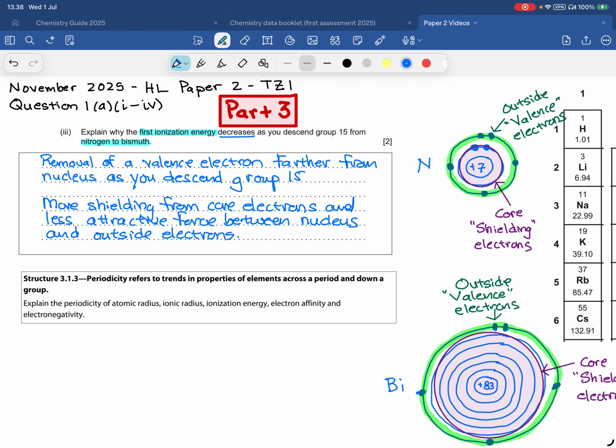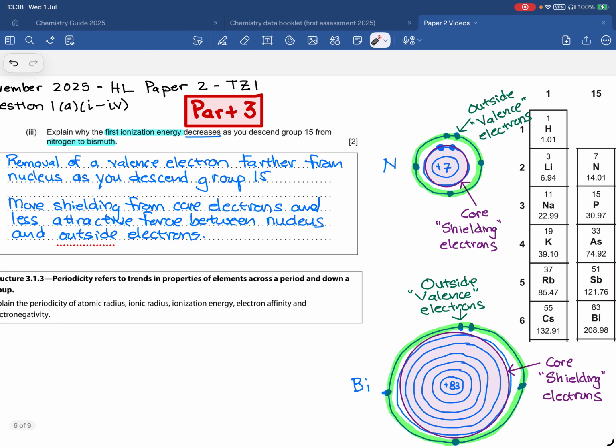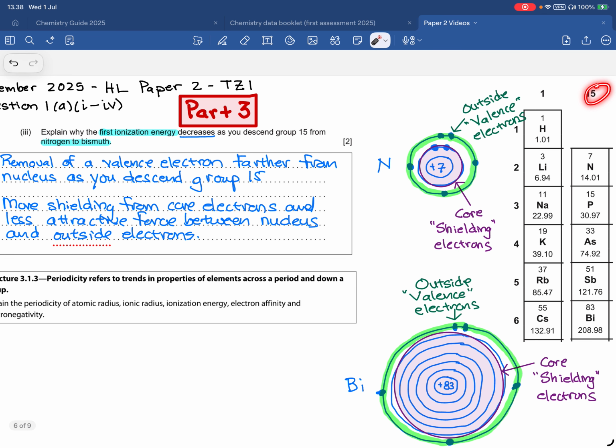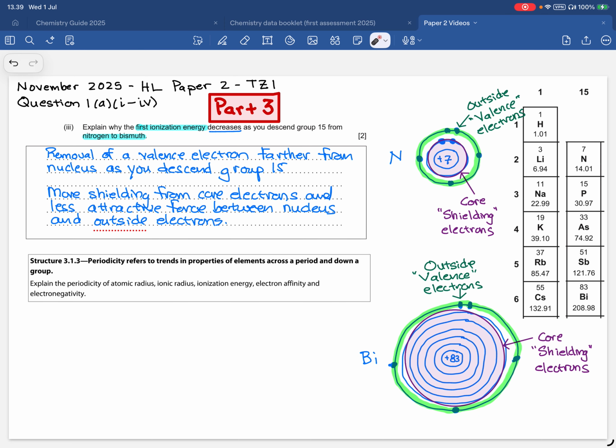Now, just as a reminder about that whole shielding thing, both bismuth and nitrogen have 5 valence electrons. So that means that nitrogen, this nucleus is quite close to those valence electrons on the outside, whereas bismuth, it's quite far away. There's a lot of electrons between here and the nucleus, so therefore the attractive force is less. I don't know that you necessarily have to use the concept of shielding, but it is a concept that is in the syllabus, and this is a good time to use it.